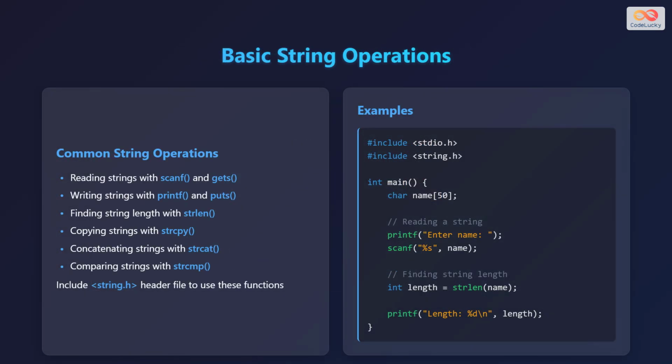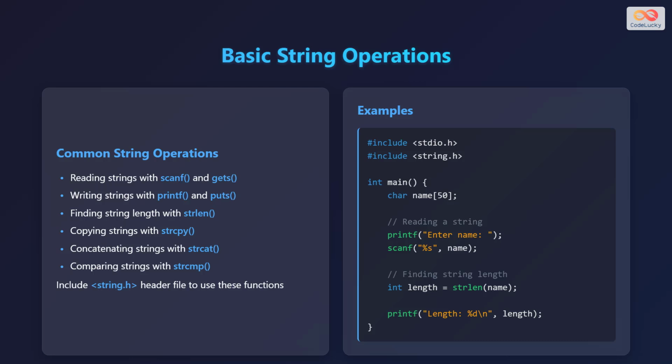C provides several fundamental operations for working with strings. These include reading strings using scanf and gets, writing strings using printf and puts, determining string length with strlen, copying strings with strcpy, concatenating strings with strcat, and comparing strings with strcmp. To utilize these functions, you need to include the string.h header file in your C program.